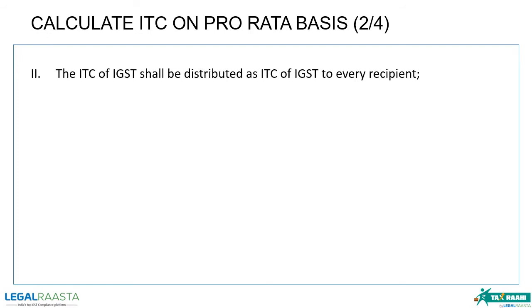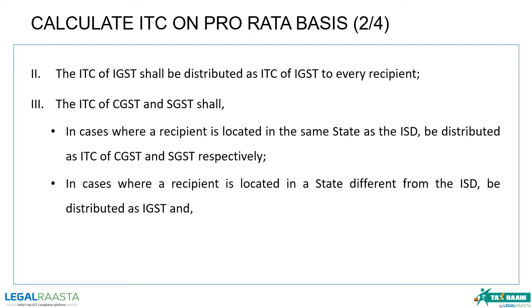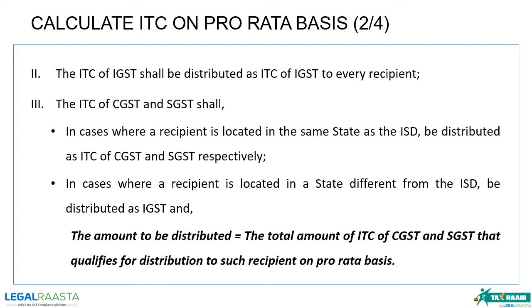Relevant information on ITC distributed on a pro rata basis: the ITC of IGST shall be distributed as ITC of IGST to every recipient. The ITC of CGST and SGST shall be distributed as the same if the recipient is in the same state as the ISD, and as ITC of IGST in the case where the recipient is located in some state other than that of the ISD.